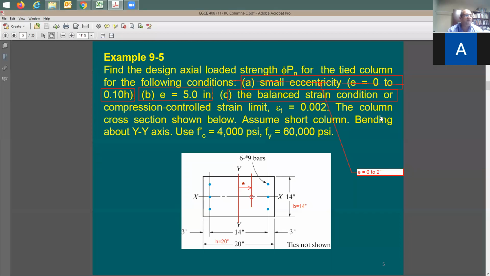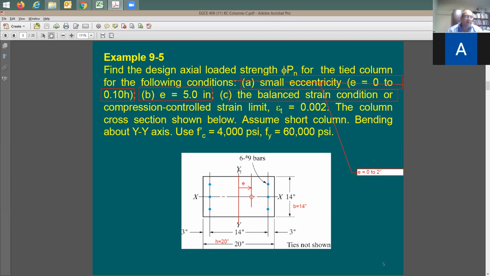So last time we started this example, we didn't go much through it. We just did the small eccentricity. And by definition, small eccentricity is when the eccentricity on the column ranges between 0 inches all the way to 10% of the depth edge. Now, which one is going to be the depth edge in this case? This is going to be the question.